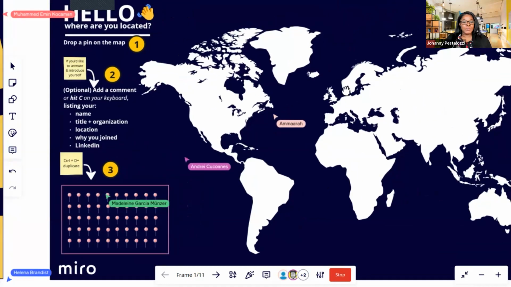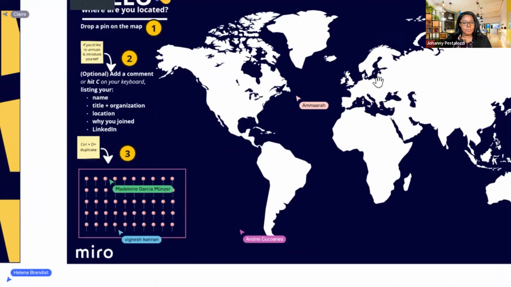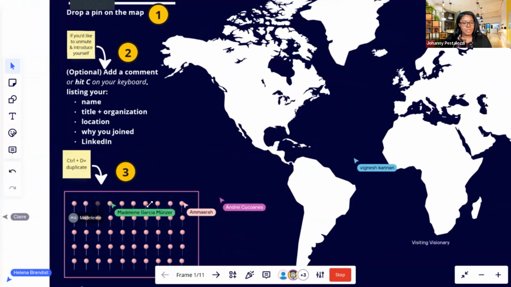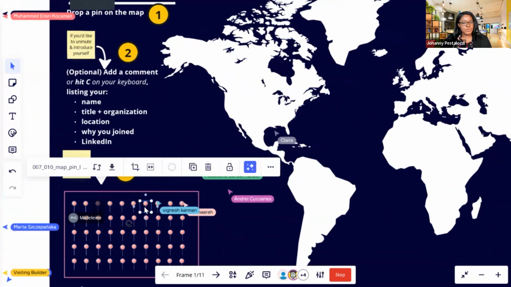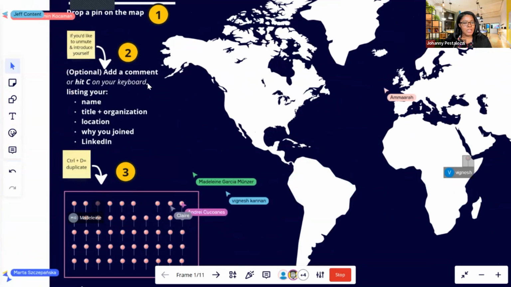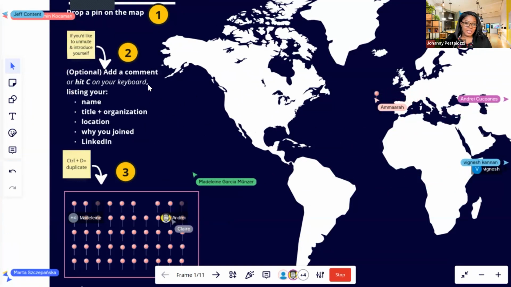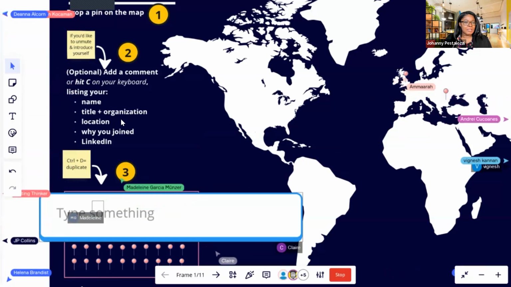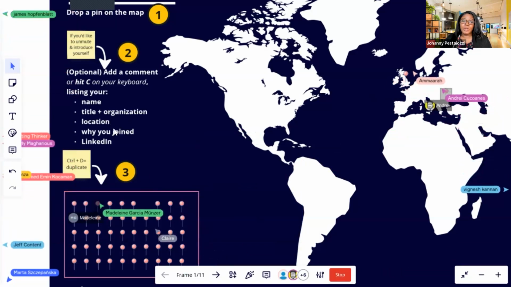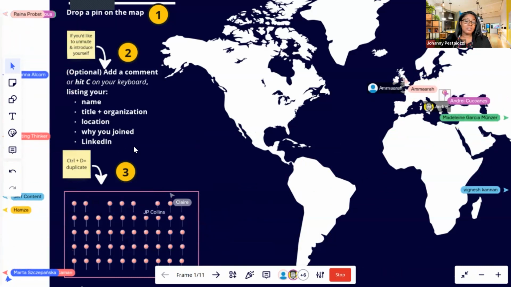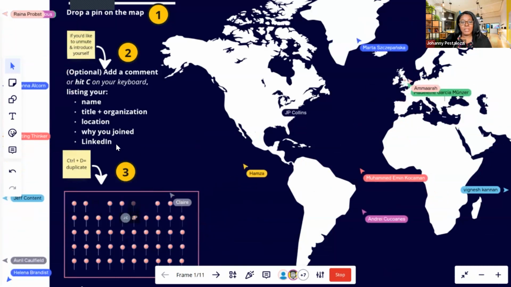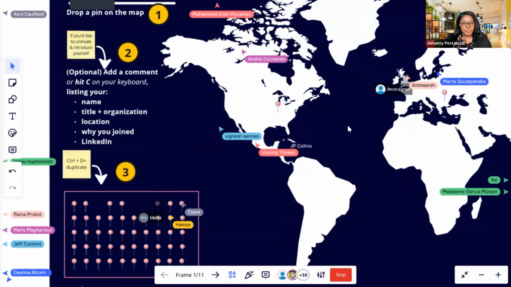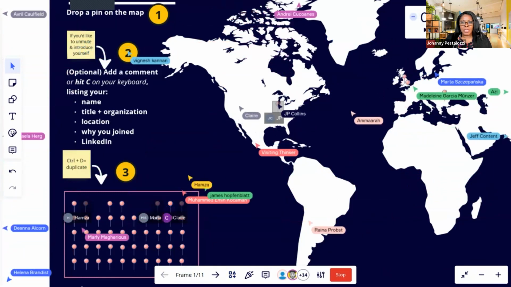Awesome, perfect. We're going to dedicate some 2 minutes here. The idea again is that you take a pin from here, go to the select mode, and either select it or press Control D to duplicate it, and then place it in the region of the world where you are coming from. If you would like to unmute yourself and introduce yourself, please hit C on your keyboard and add a comment, including your name, title, organization, location, and why you joined, and your LinkedIn if you would like to connect with others after the workshop. So let's do this. I will set the timer for 2 minutes, and then we can introduce each other.